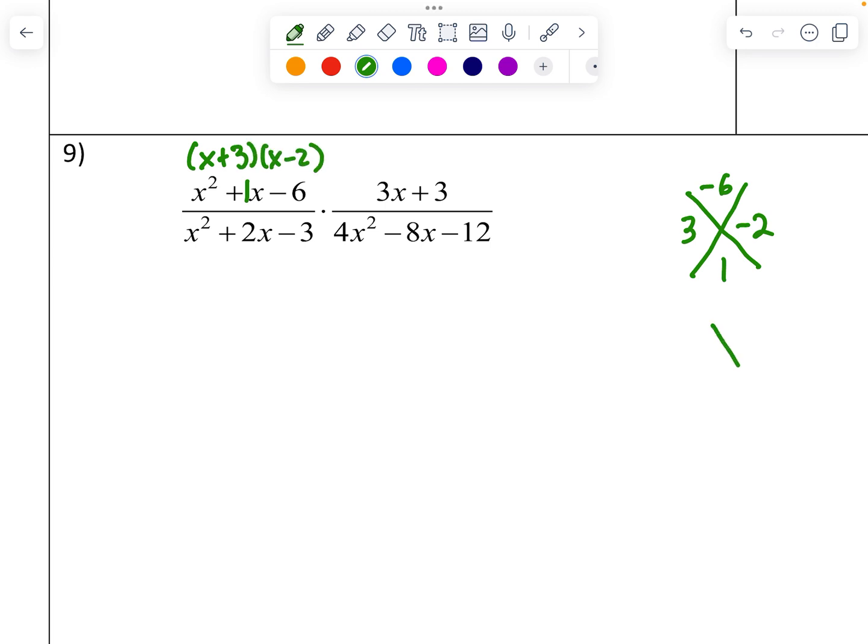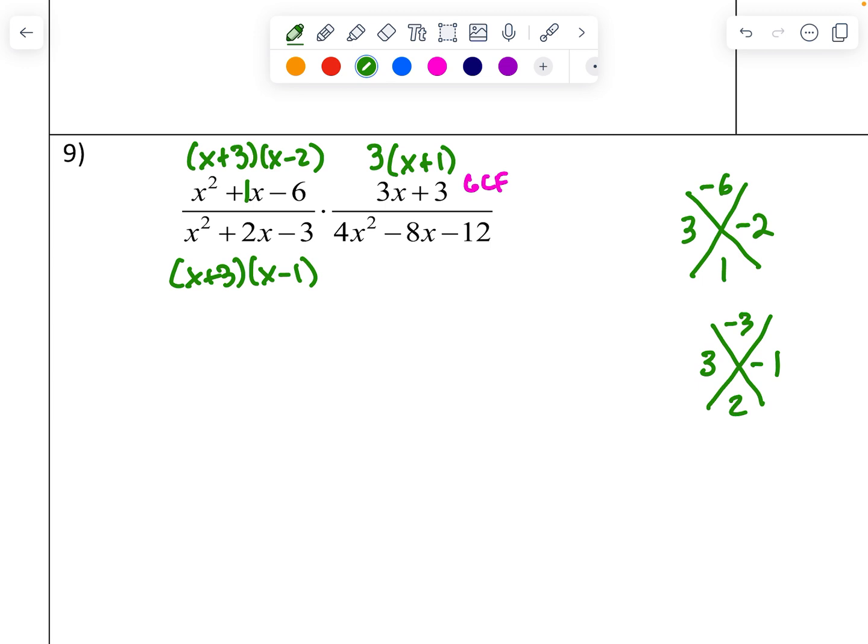The one right below it, we've got a negative 3 and a 2. So that would be 3 and a negative 1. So we've got x plus 3, x minus 1. On the right side, it looks like we've got a GCF right here. So we can take out that 3, and we're left with x plus 1.